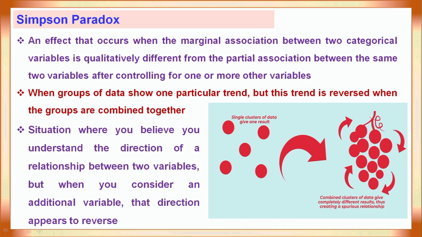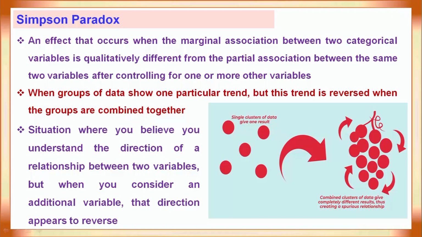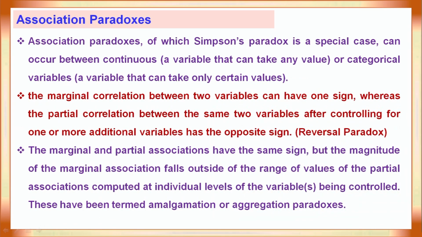I think this particular definition is not that clear cut, so to make it easy for you: it simply means that when you analyze the data in different subgroups, the result may be one thing, but when you take the whole data together, the result may be totally different or it may even reverse. It is a situation where you believe you understand the direction of the relationship between variables, but once you consider one additional variable, the direction appears to reverse or change. This we call the Simpson paradox. I will come to the example and then it will be much clearer.